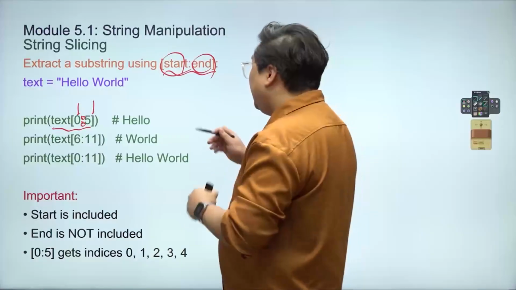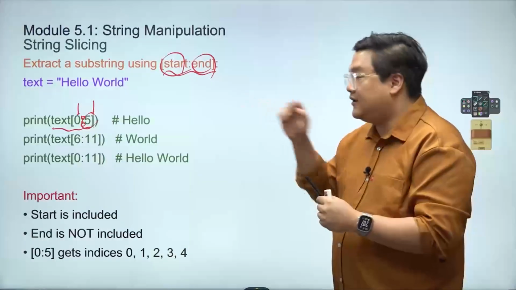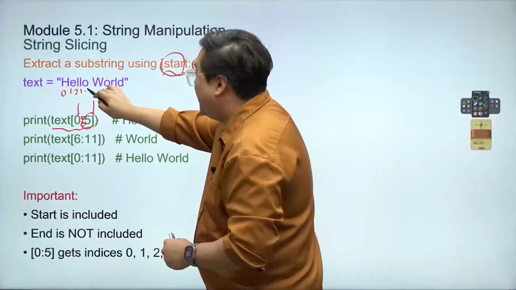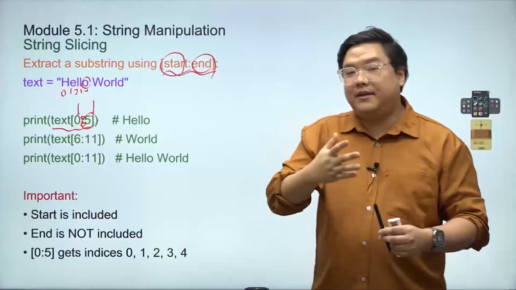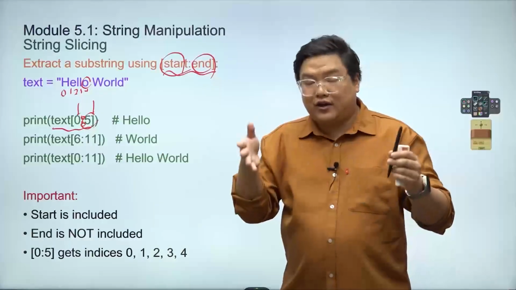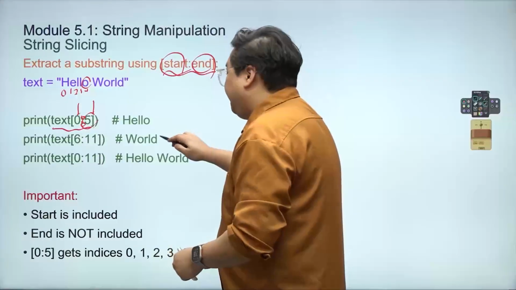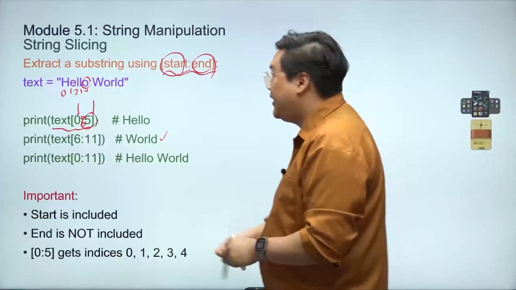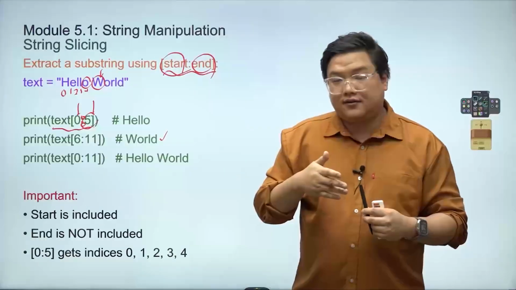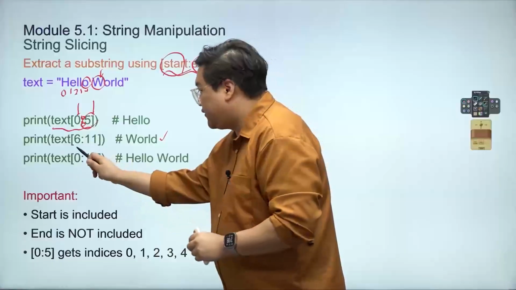Here, that 5 is not going to be included in the text it brings, which means this is going to be 0, 1, 2, 3, 4, right? The O is at 4. That means we need to set the range here to 5 so that it can bring the substring from 0 to 4. Now, if we want to bring the world, the W is going to be at index 6, and we can designate it by using 6 to 11.